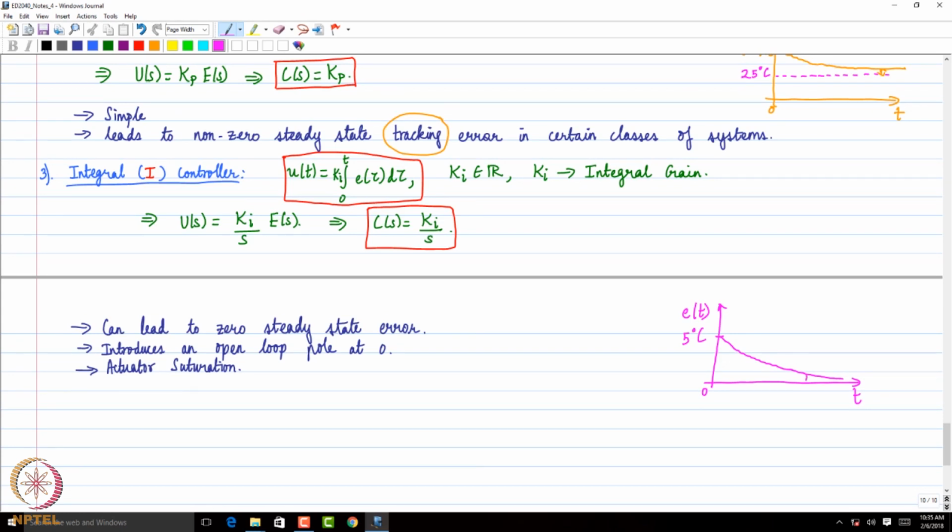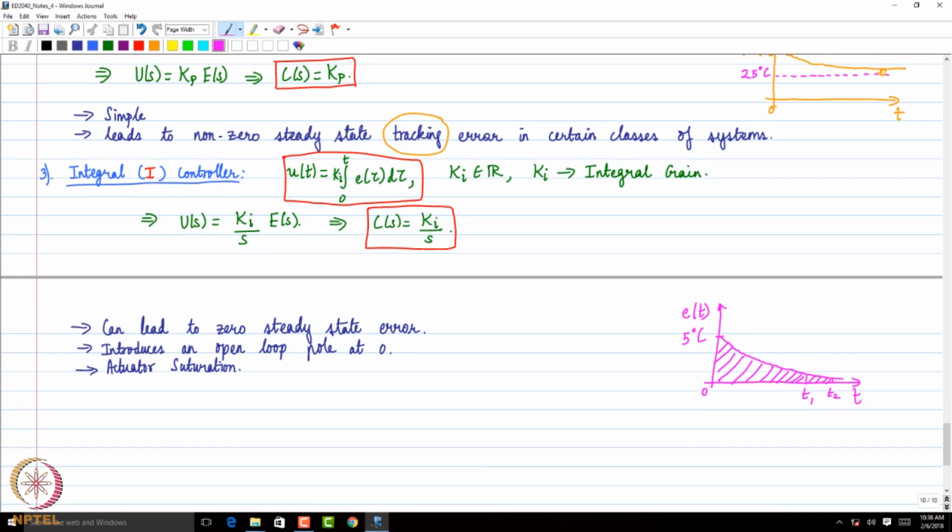Let's say this is my current time t. Let me take an instant t1. What will be the control input calculated by the integral controller at time t equals t1? It will be the integral from 0 to t1 of e(tau) d tau. And graphically, that would be the area. Now let's say I go to an instant t2. It will be this area.